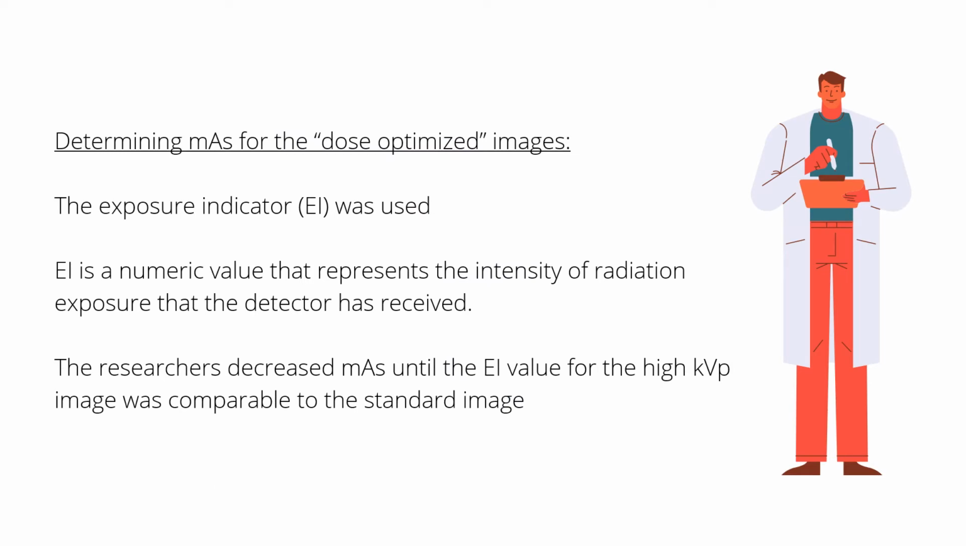So of course they also had to set an mAs for each of the images, and they did this by using the exposure indicator. Through trial and error, they gradually decreased mAs by one setting at a time until the EI value was most similar to the standard image, the very first image that they took at the regular kVp. Just recall that EI is a numerical value that represents the intensity or quantity of radiation that the detector has received.